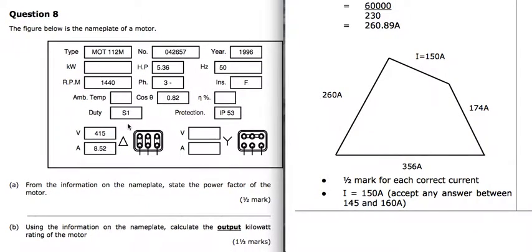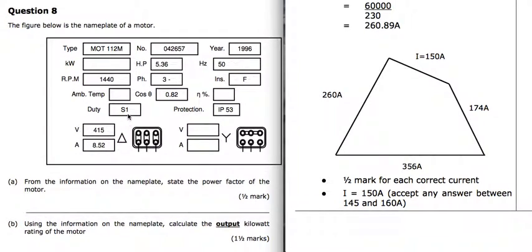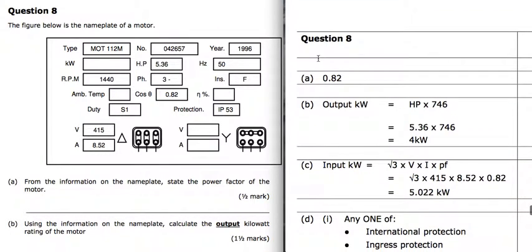Question 8, we've got a nameplate of a motor. From the information on the nameplate, state the power factor. So the power factor is the cosine theta. So the power factor is 0.8.